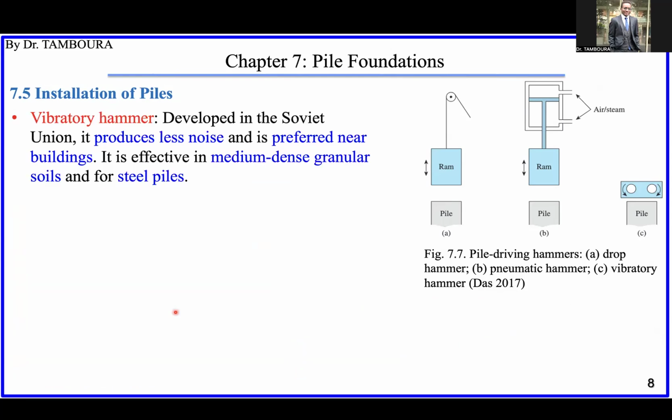Then we go to the vibratory hammer. The vibro hammer is used mainly, preferably, for piling near buildings. It was developed in the Soviet Union and it's very effective in medium dense granular soil and for sheet pile. So that is the C here.